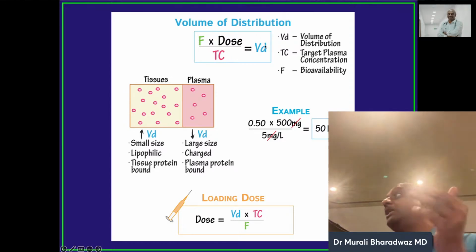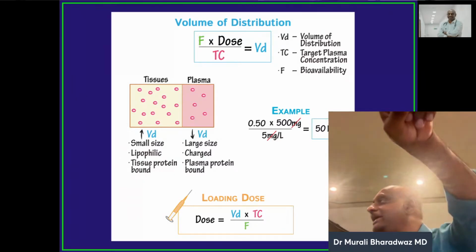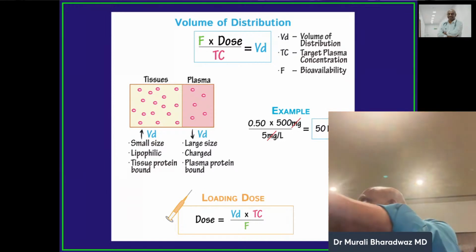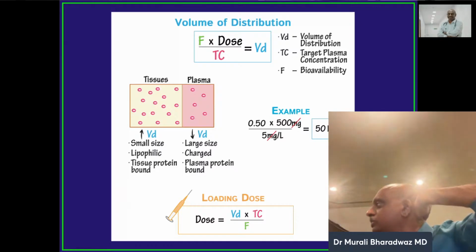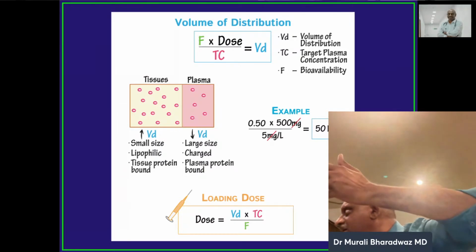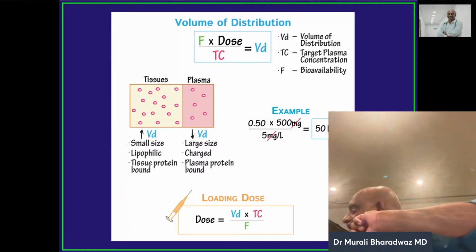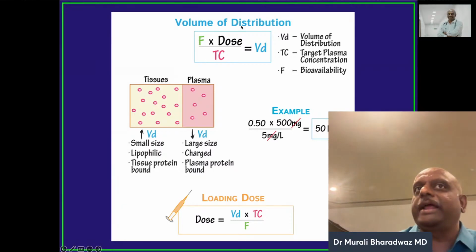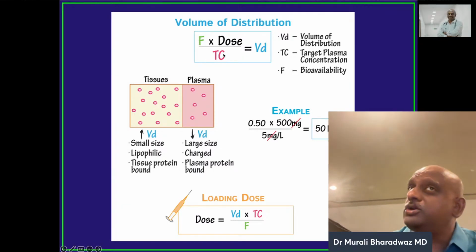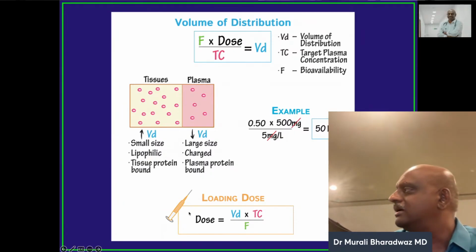So that way, volume of distribution and bioavailability are indirectly affecting how much dose you need to give. Mainly volume of distribution decides how much drug you want to give in order to achieve a given therapeutic concentration. Clear? So if you take this equation and rearrange it, volume of distribution into target concentration divided by bioavailability will give you the dose, which is called the loading dose.